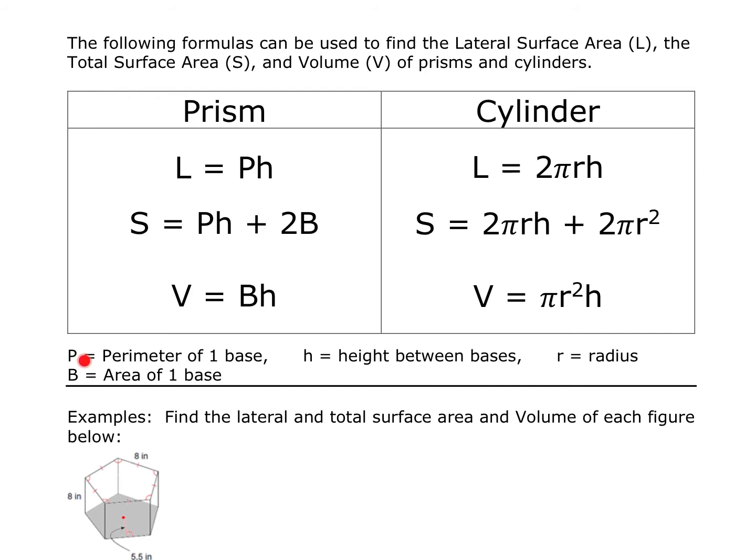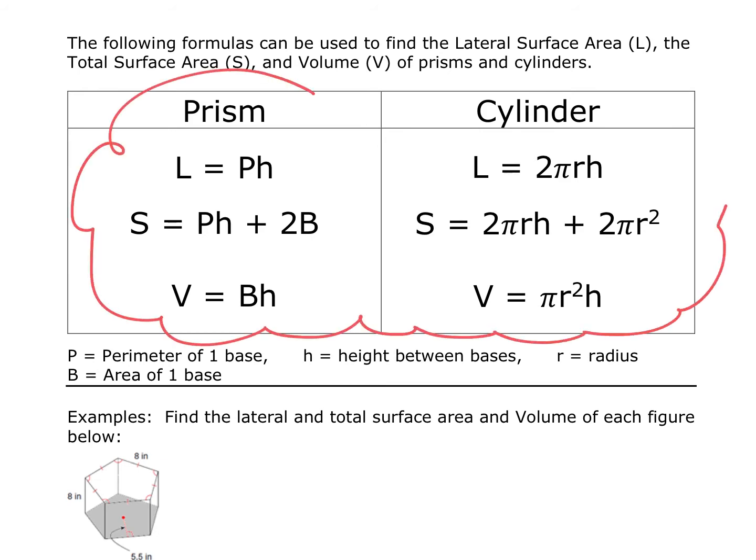P stands for the perimeter of one base, H stands for the height between the bases, R stands for radius, and B stands for area of one base. So these are the formulas that we want to use. Let's do some examples.